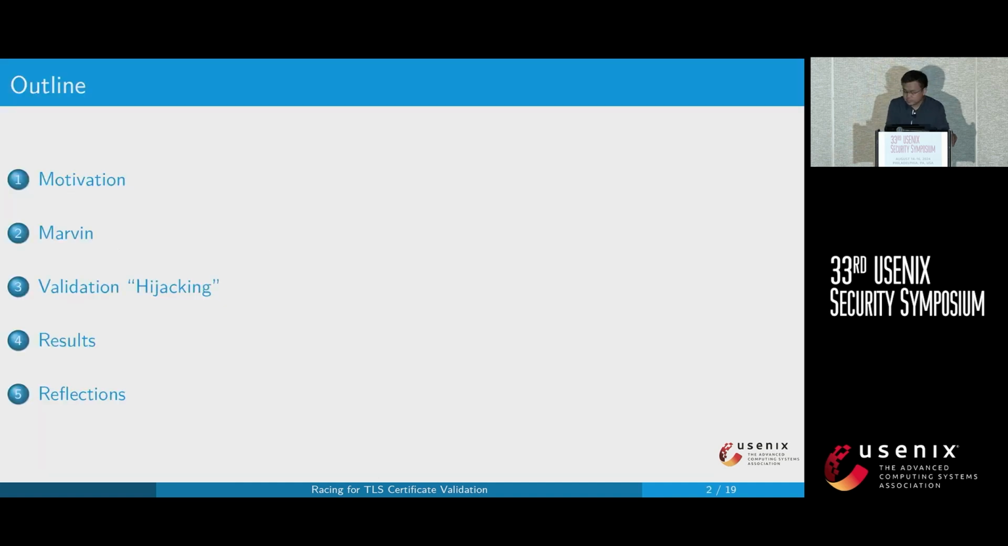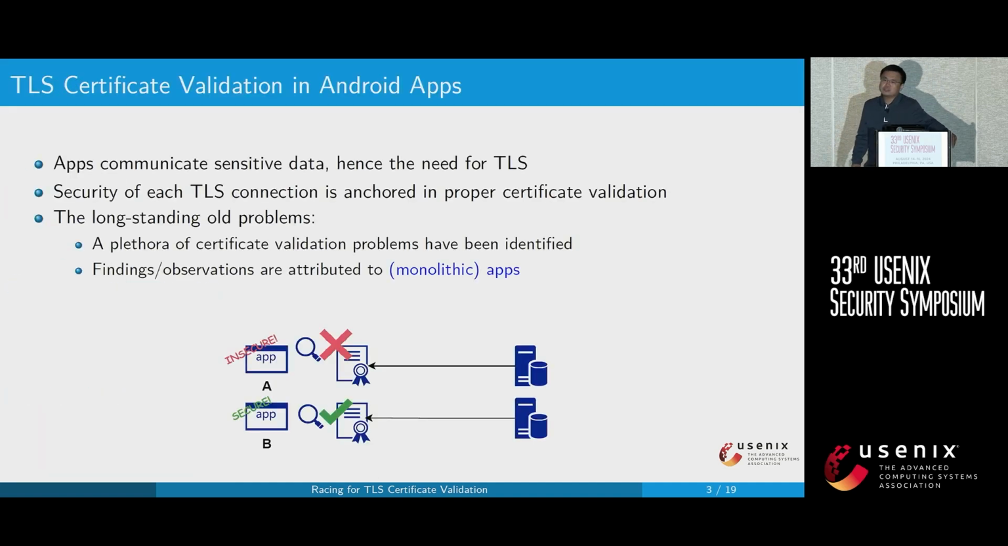All right, so the purpose of this project was originally a study of TLS certificate validation issues in Android apps. Because we all know the security of an app's communication is anchored in the proper validation of the certificate presented by the server. But this is not something new, and there's been a lot of prior work on this with problems identified. What's been missing in the prior work is a fine-grained attribution of the identified problems. Or put another way, the apps were just considered to be monolithic.